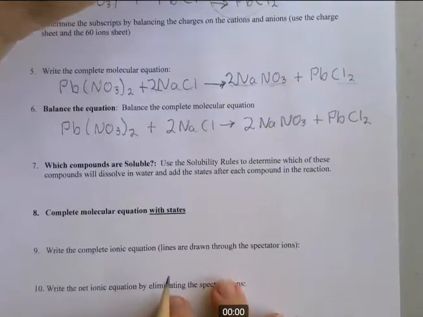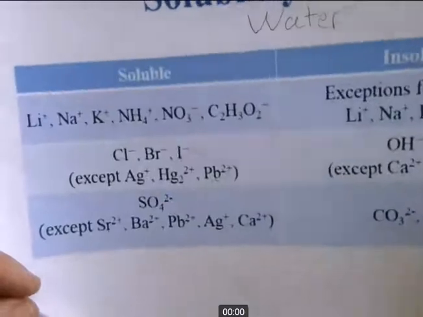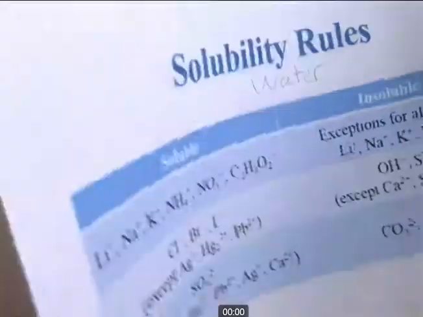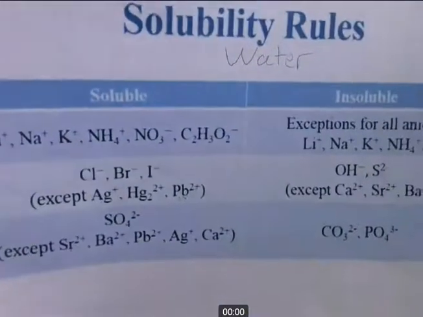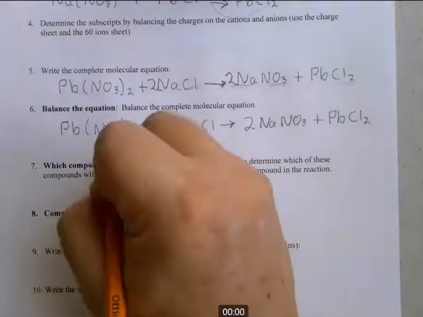Next step. Which compounds are soluble? So now we're going to write the state that they are in, which ones are soluble. So let's get our solubility rules. And let's go here. So Pb(NO3)2 is the first one. And NO3 dissolves with anything. So that's going to be soluble. So that's aqueous.